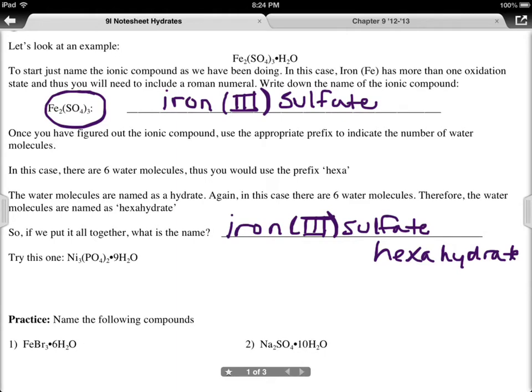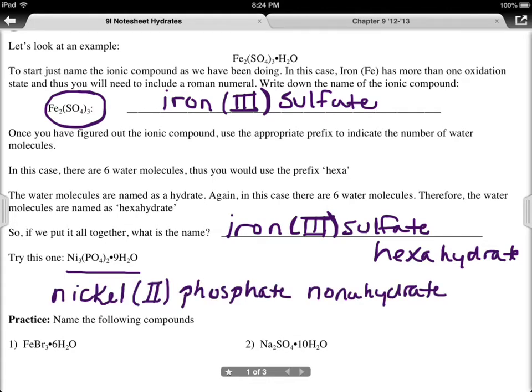Here's one for you to try. Just pause this a minute and see if you can name this compound right here. Hopefully you had some success. The answer is nickel(II) phosphate nonahydrate, nona meaning 9.